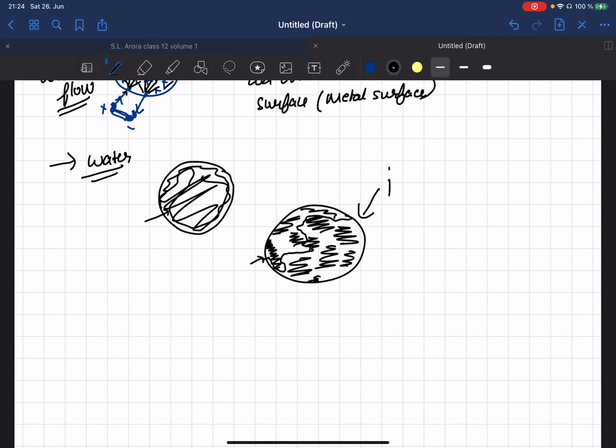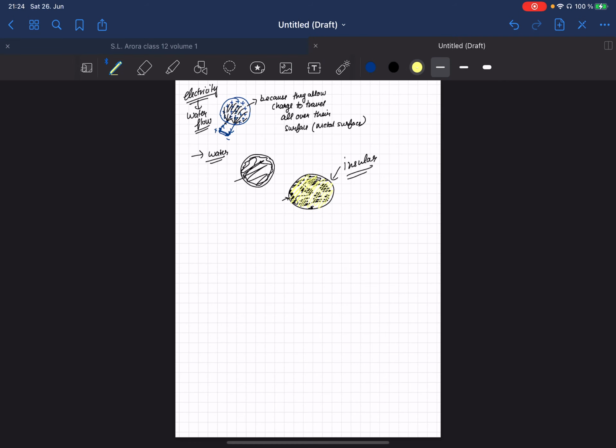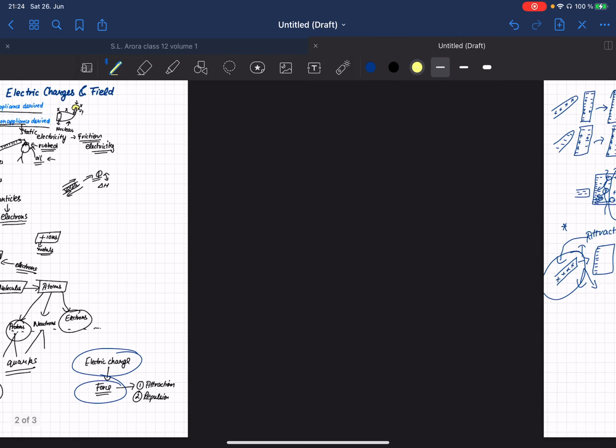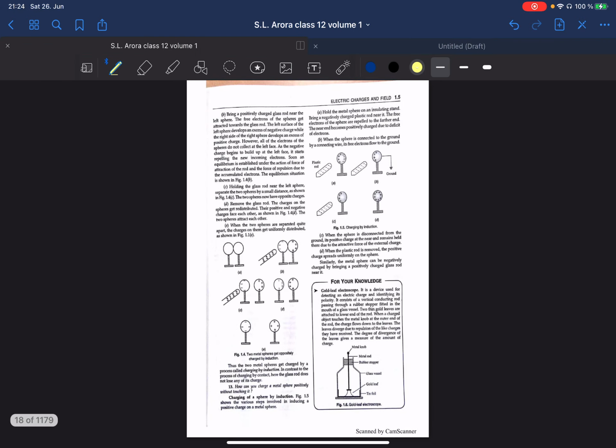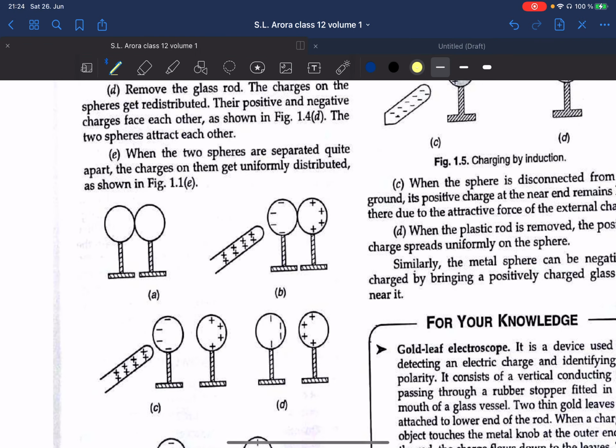This is like an insulator. An insulator doesn't allow the charge to develop over the surface. It doesn't allow it to spread on the surface. That's why insulators are bad conductors of electricity. So if a teacher asks you the reason, that's the reason.